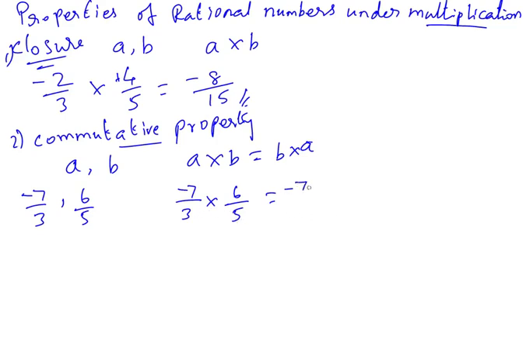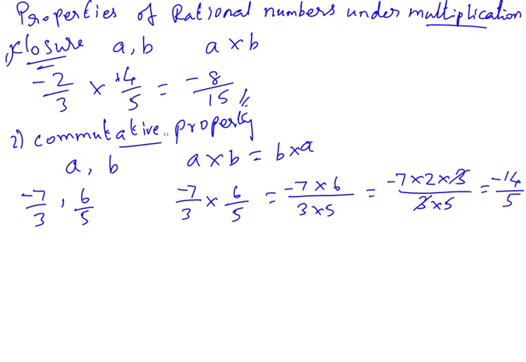So minus 7 into 6 divided by 3 into 5. This 6 we can write as 2 into 3, so minus 7 into 2 into 3 by 3 into 5. This 3 will get cancelled. The remaining will be minus 7 2s are 14 by 5. Now we'll take RHS. What is RHS? We need to exchange these numbers. 6 by 5 we have to write first, minus 7 by 3 we write next.